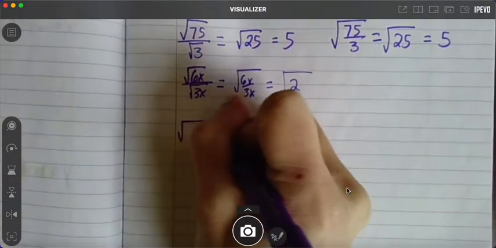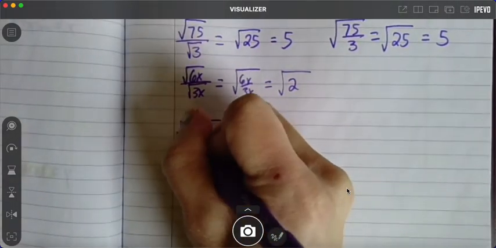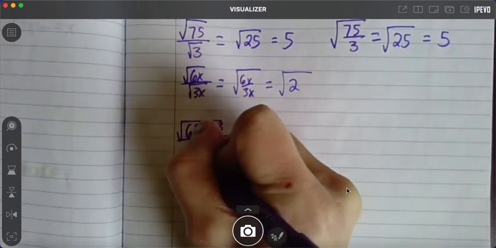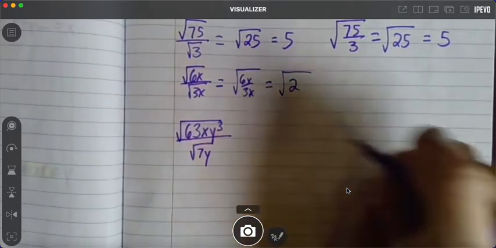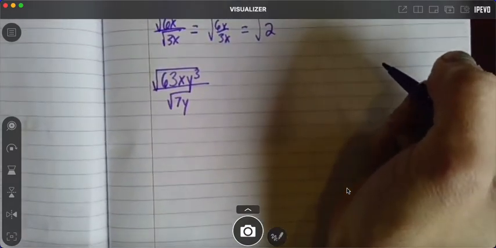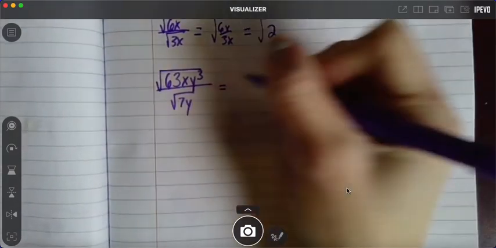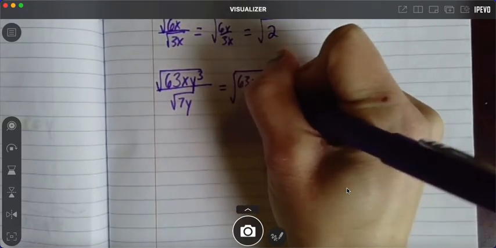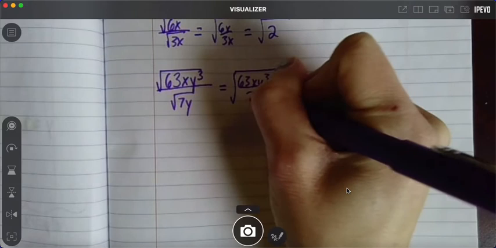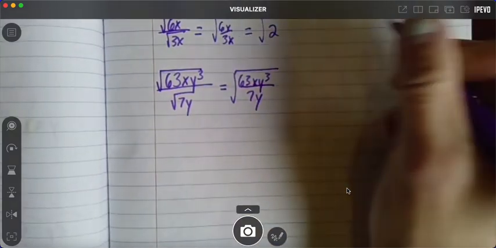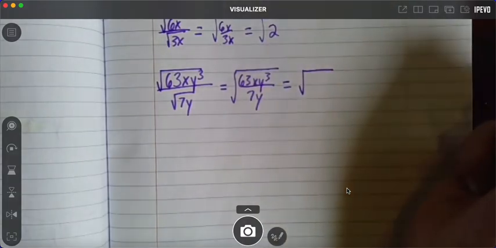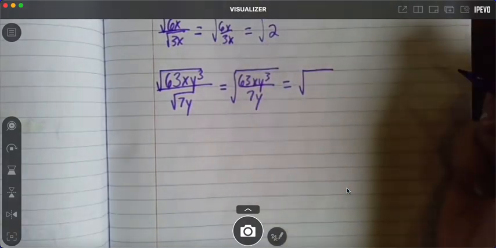You have to apply... Is that right? The square root of 63xy to the third, and then down here under the root, I have a 7y. So I'm going to just divide it. If you want to, you can write this step. If you don't want to, you don't have to write this step. What is 63 divided by 7?